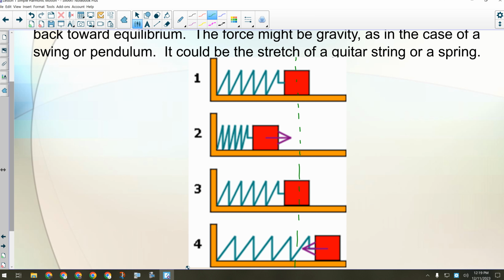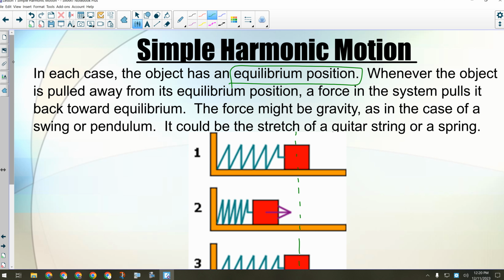What would we call the amount of time it takes for it to make one complete oscillation back and forth? Hertz. How many times it does it per second would be hertz, it would be frequency. What would we call the amount of time it takes to do it once? Period, exactly. So we're going back to period and frequency. Equilibrium position, important term.